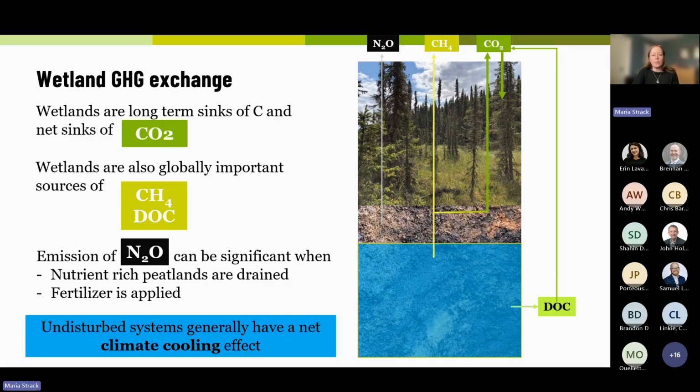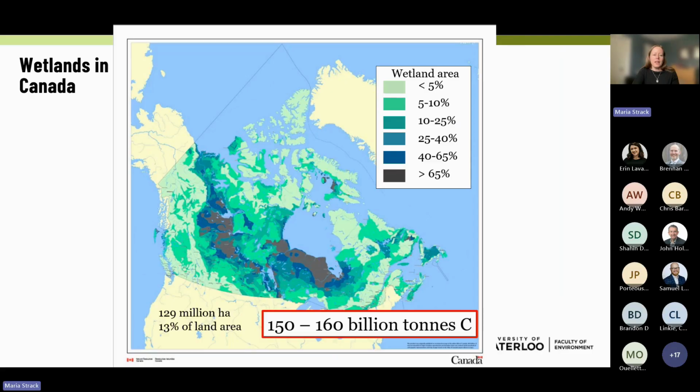But when we put all of this together, we know that an undisturbed wetland generally has a net climate cooling effect. The emissions of methane and nitrous oxide are more than offset by the uptake of carbon dioxide and its long-term storage in those soils.